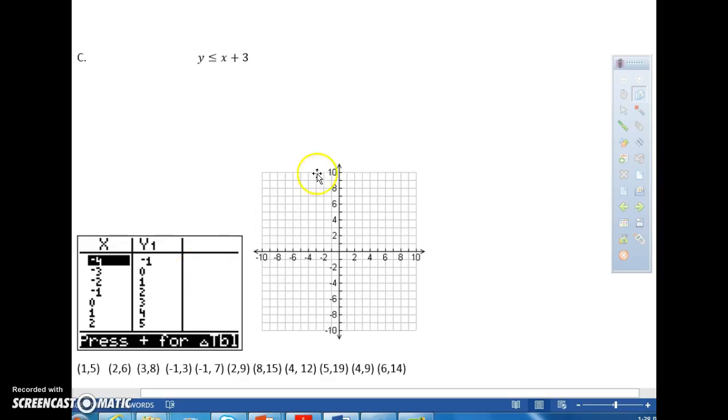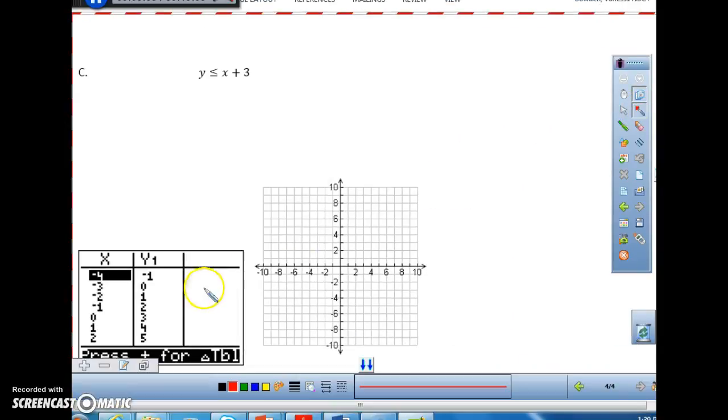Okay, letter C. Again, it's basically the same line. Let's see if the points on the line will make it true. So if we put in our x and our y here, our y-intercept is at 3. I'm going to go ahead and sketch where the graph would be, the boundary line. Slope is 1 over 1, up 1 over 1. We can draw our line. We need to see if these points make it true.